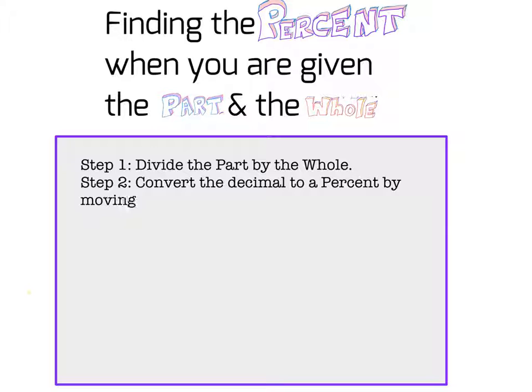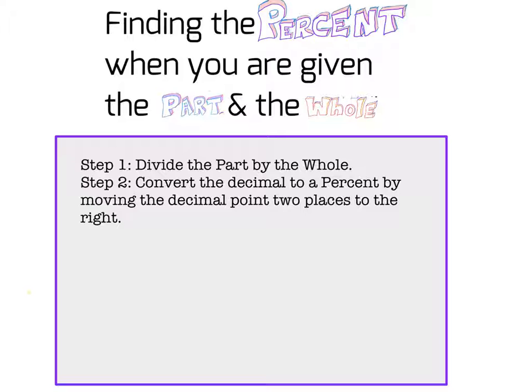by moving the decimal point, how many places? 2 places to the right. So once we divide the part by the whole, we'll get the decimal. Then we convert the decimal to a percent by moving the decimal point 2 places to the right. And while you do that, quick example.